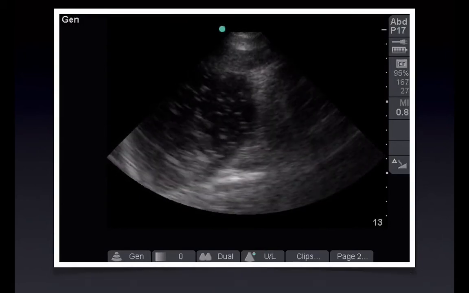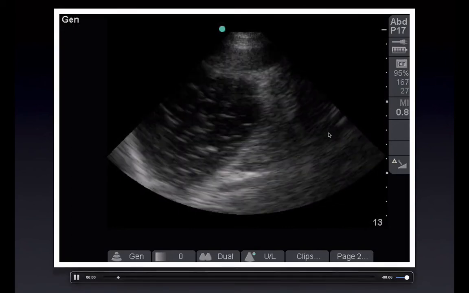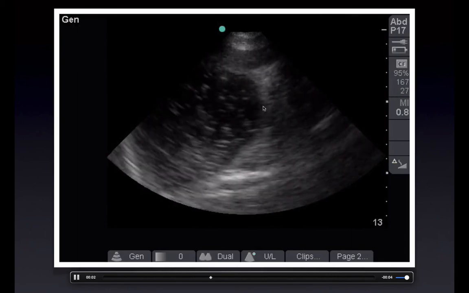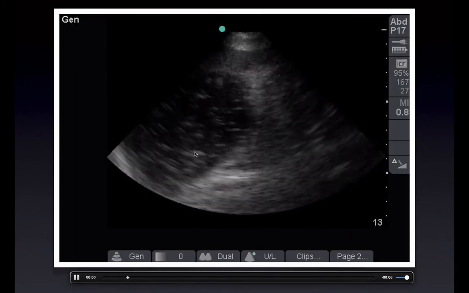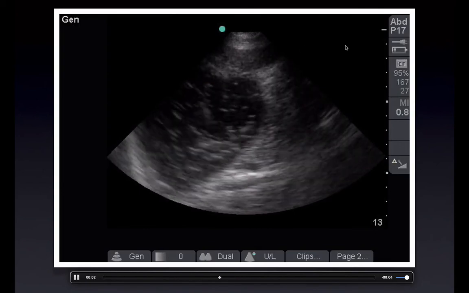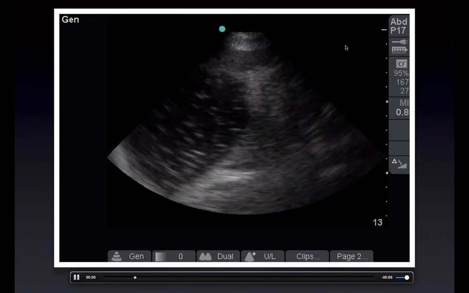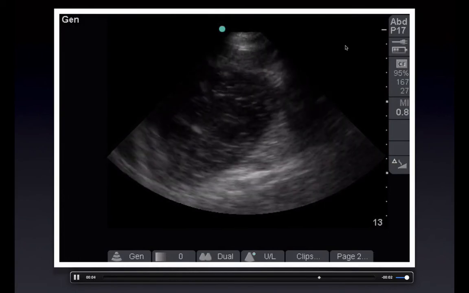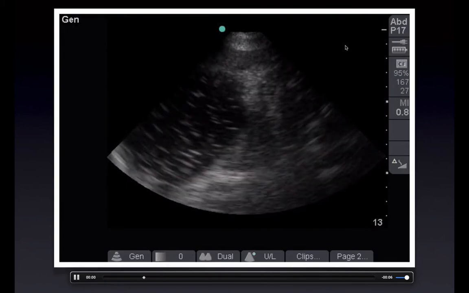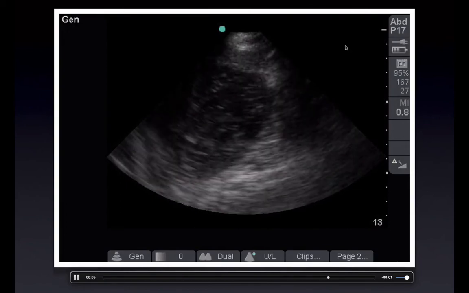This is an interesting one that I want you to look at. This is a left upper quadrant, and this is a concerning area, right? There's something going on there. You might not know what it is, but it's definitely not normal, you would think. If you're looking at the left upper quadrant and your probe is pointed kind of anteriorly, you might catch a glimpse of the stomach. And that's what you're looking at.